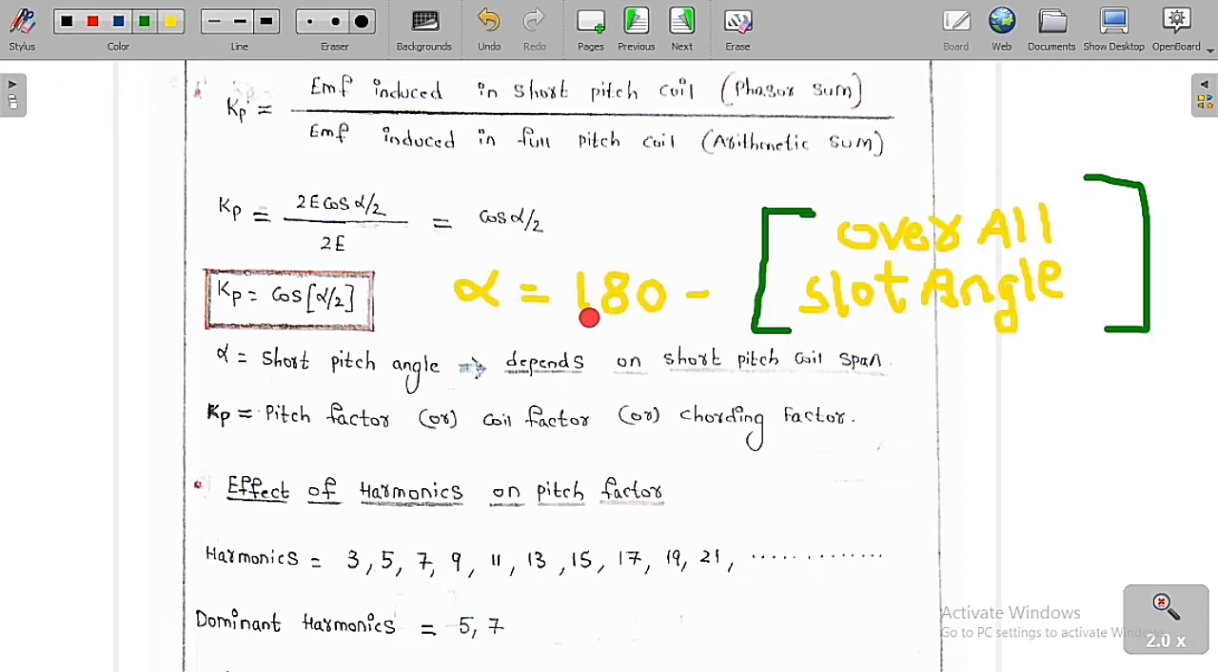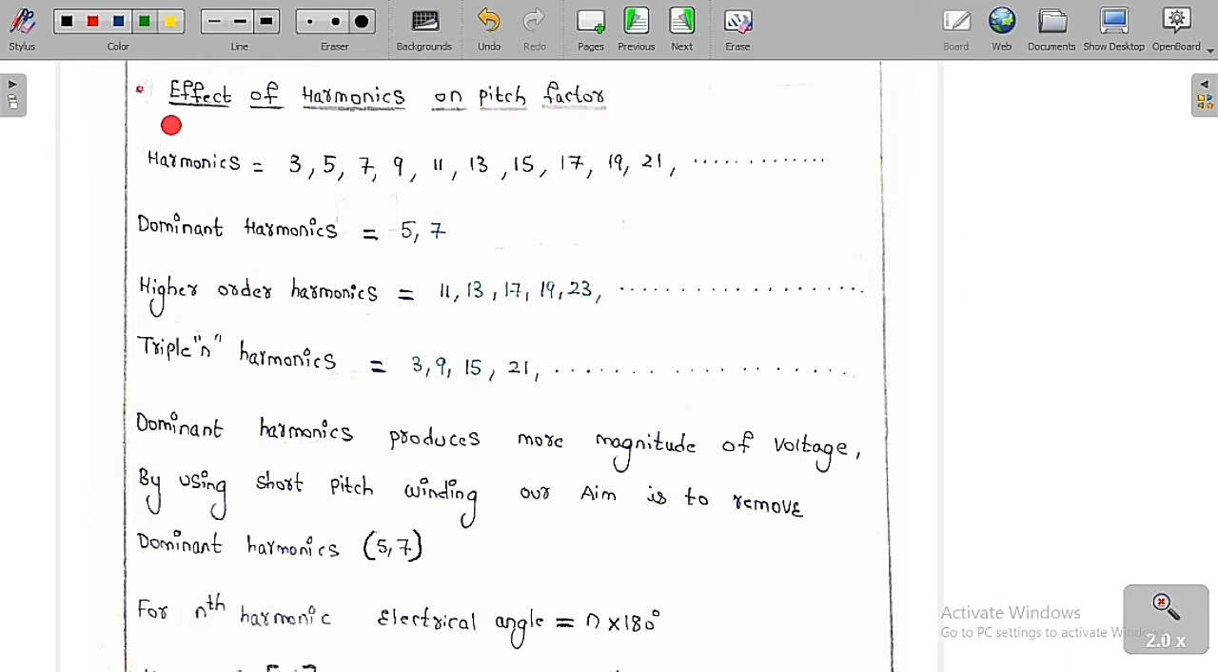So remember this important formula: alpha is equal to 180 degrees minus the overall slot angle, or the overall mechanical angle between the two slots that you are going to connect. It's a very important point. So now we will discuss the effects of harmonics on the pitch factor.